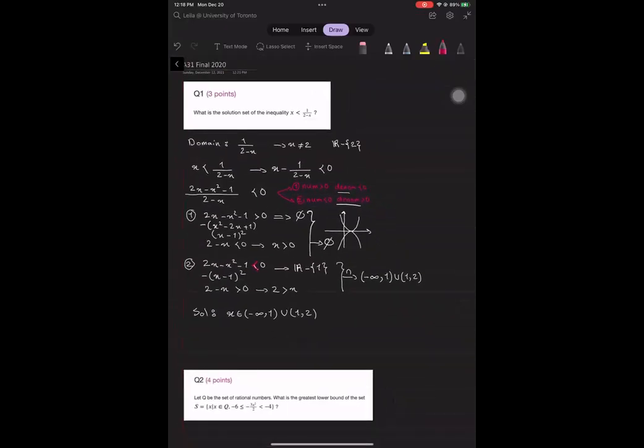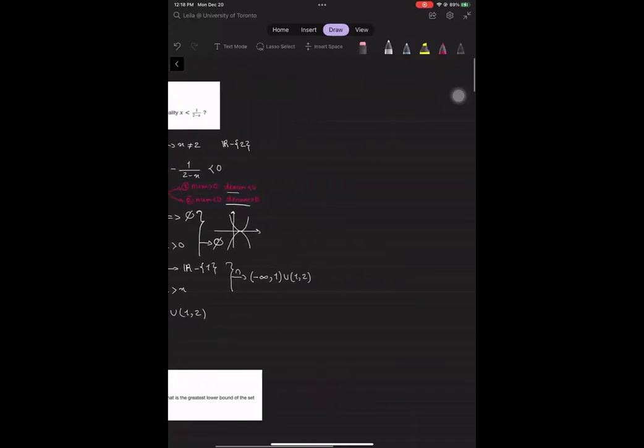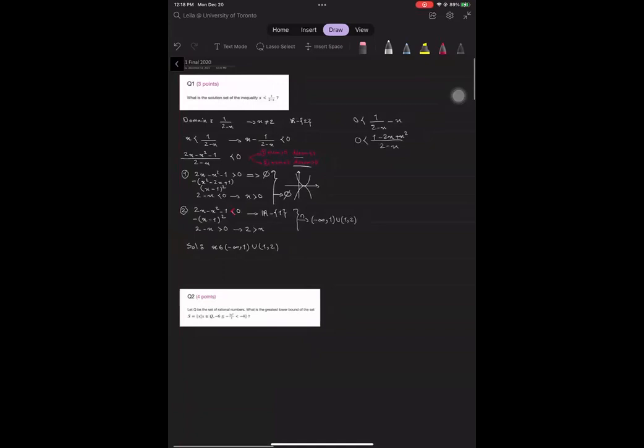You would get the same result there. It doesn't matter which way you do it. I can do that one if you want. The only difference would be, so here you have 1 over 2 minus x. You just don't have the negative sign, so you would still get the same answer. It doesn't really matter. All right, thank you.